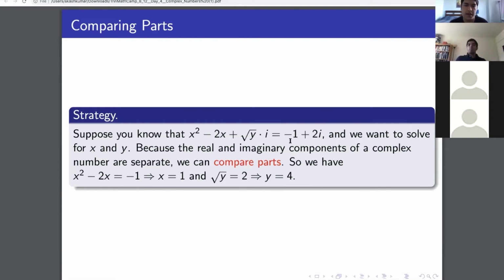So just carrying out that strategy here, just to see an example, you would have that x squared minus 2x equals -1. And then if you solve that out, you'll get x equals 1. And you also have root y equals 2, which means that y equals 4.